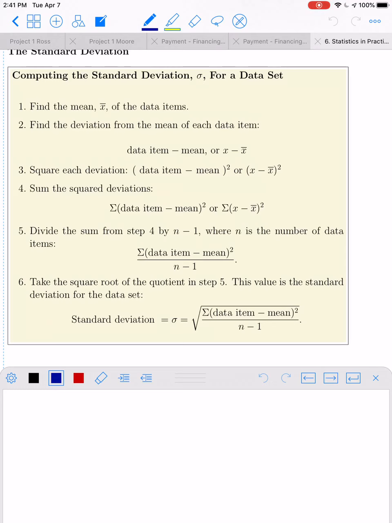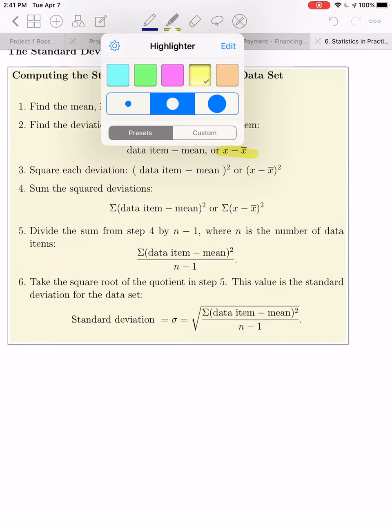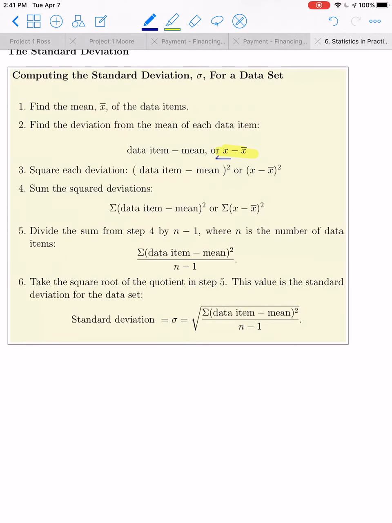But a couple things I'll point out here. X bar is the mean of the data, so we'll refer to that quite a bit in what's to come. We have the deviation from the mean of each data item. That's this x minus x bar. For every data item x on our list, we're going to subtract from it the mean x bar that we'll have calculated. Then we'll square all of those. Then we'll add all of those up. The sum of all these squared deviations is what that'll be called.